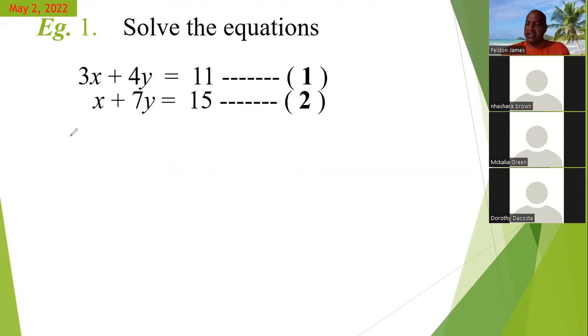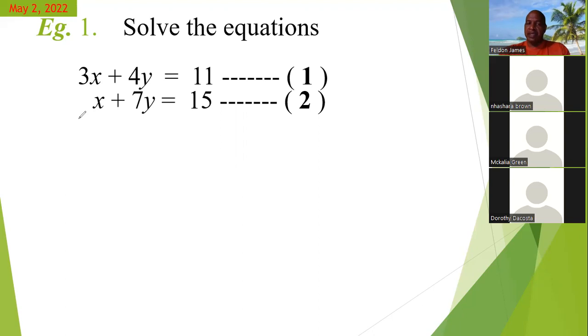How can you make the coefficient the same for X? Sir, would you subtract the 3X from X or the X from 3X? All right, so you're not yet at the point of subtracting. You first have to choose which one you're going to get rid of, the X or the Y. So that's the first step. Which unknown do you want to get rid of? You mentioned the X, Miss Brown. So you have chosen to get rid of the X. That's the first step.